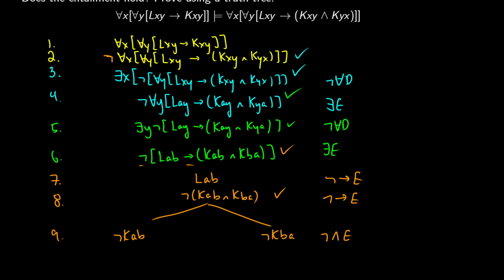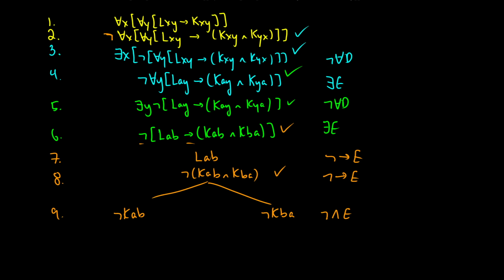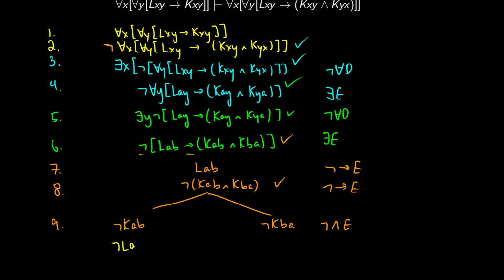So here's what I'm thinking. The best way that we could do this is if we were to get not LAB on both sides. Because if we could do that, then it's going to contradict with this up here, and that will give us a very easy closure on both sides.